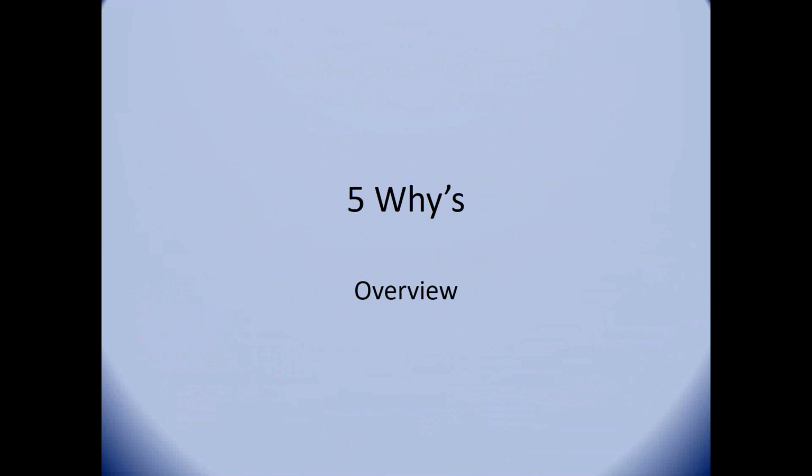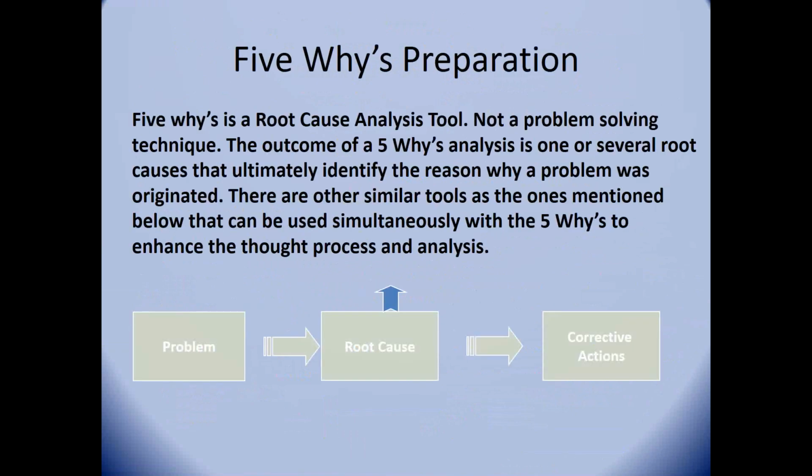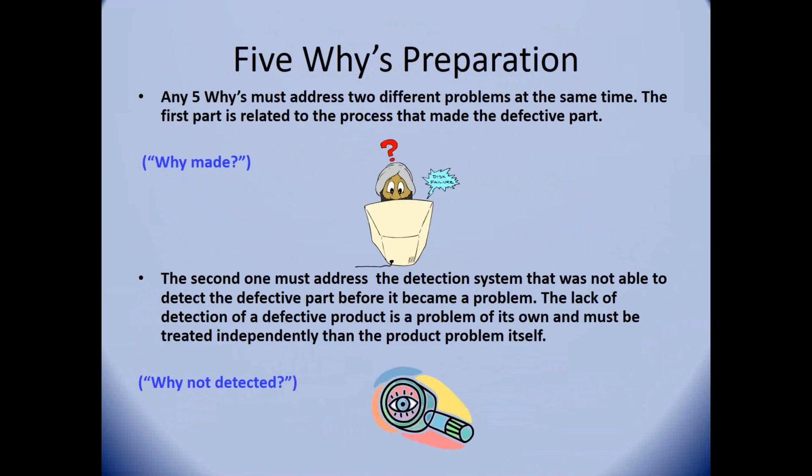So let's do a little overview of 5 whys. It says 5 whys is a root cause analysis tool, not a problem-solving technique. The outcome of a 5 whys analysis is one or several causes that ultimately identify the reason why a problem was originated. There are other similar tools, as the one mentioned below, that can be used simultaneously with 5 whys to enhance the thought process and analysis. So what is the problem? What is the root cause? And then again, always remember this. What is the corrective action? It's not just finding the root cause, but how are we going to correct it? How are we going to eliminate it?